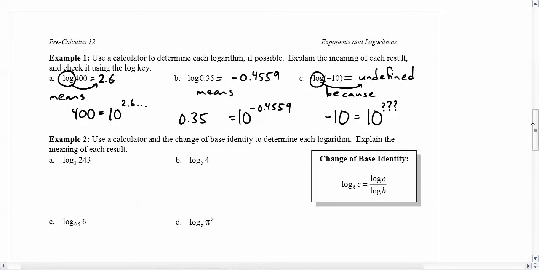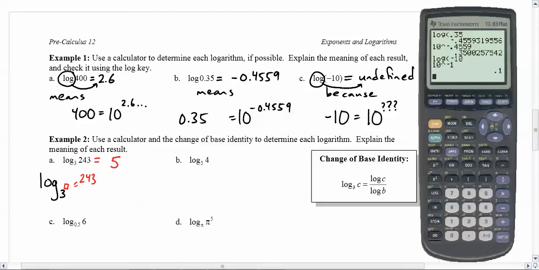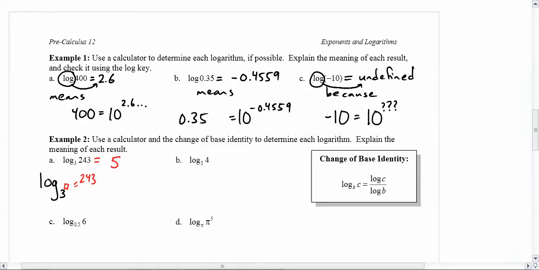Log base 3 of 243 means 3 to the power of what number equals 243? I believe that answer is 5. 3 times 3 times 3 times 3, 5 times, is 243. So you need 5 powers of 3 in order to get 243.